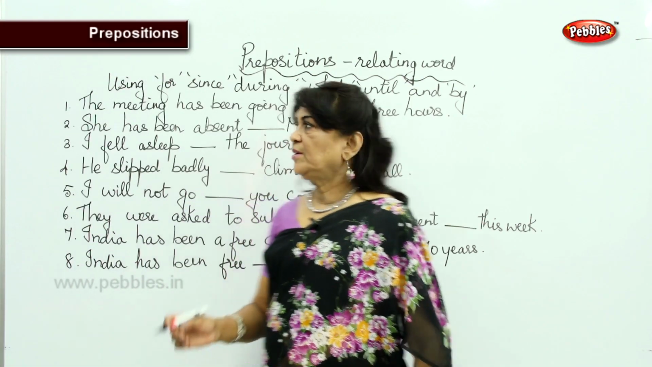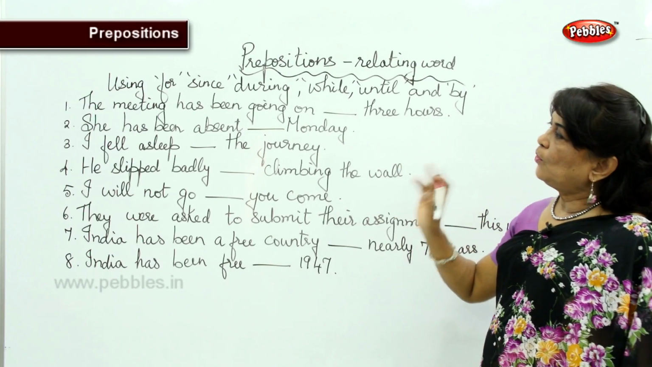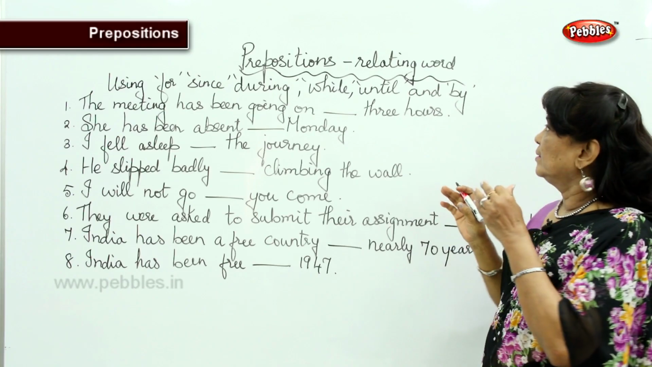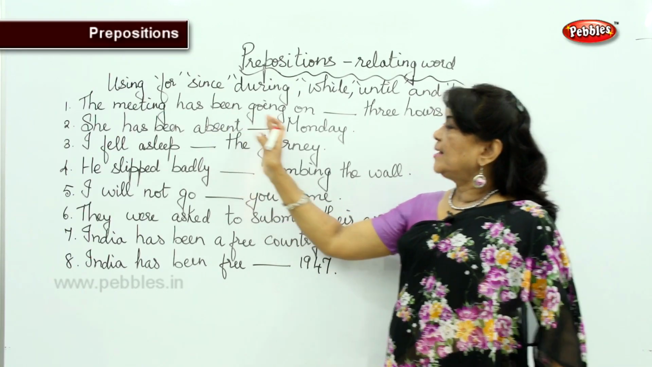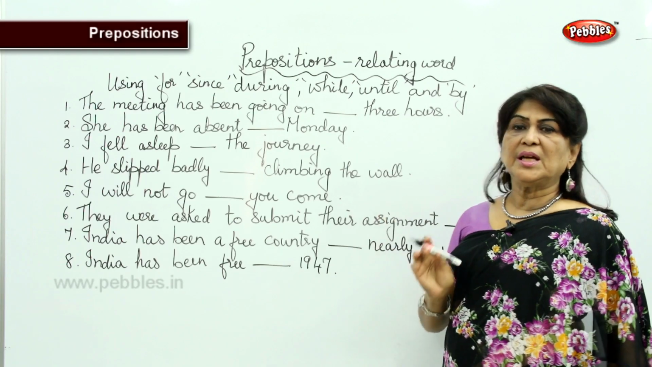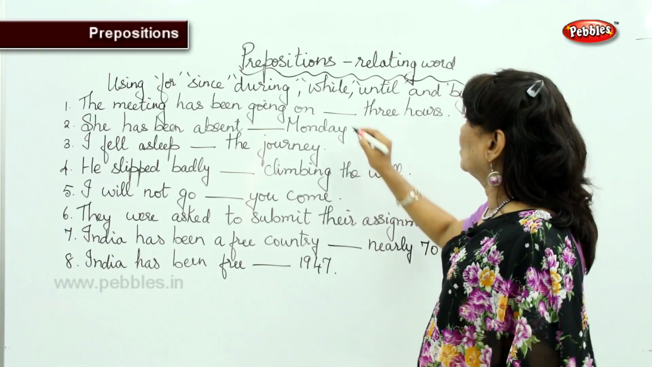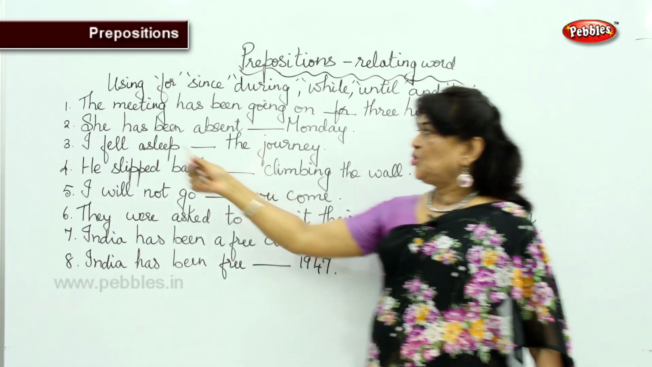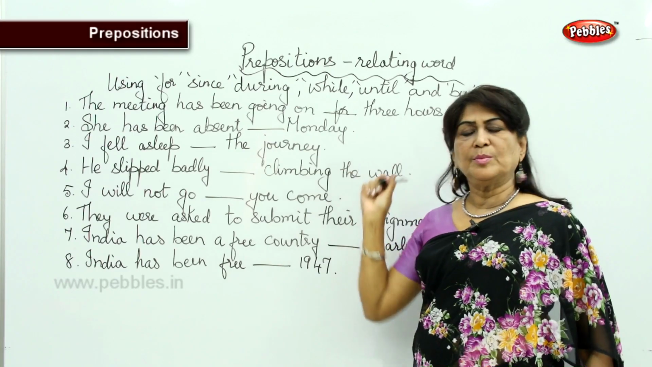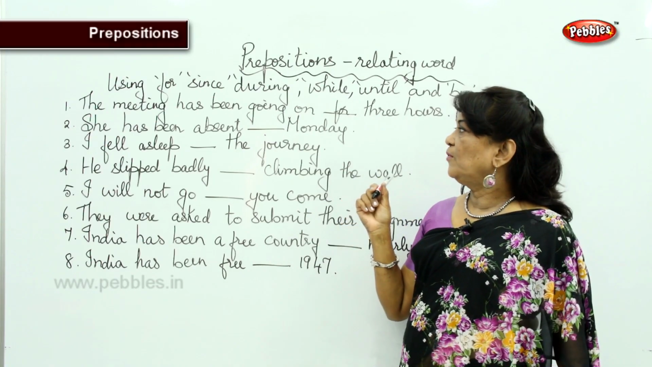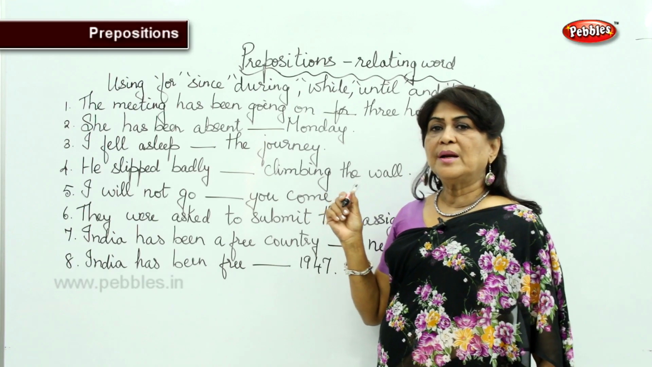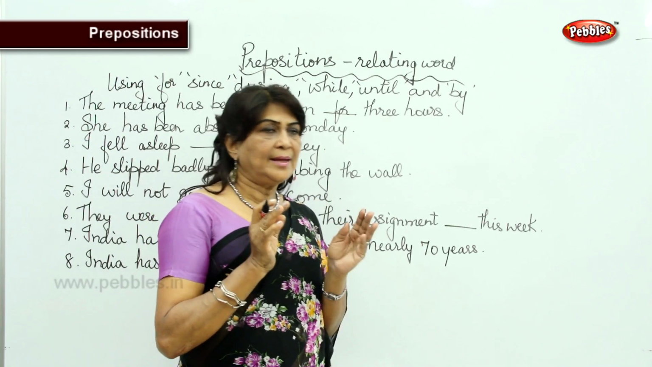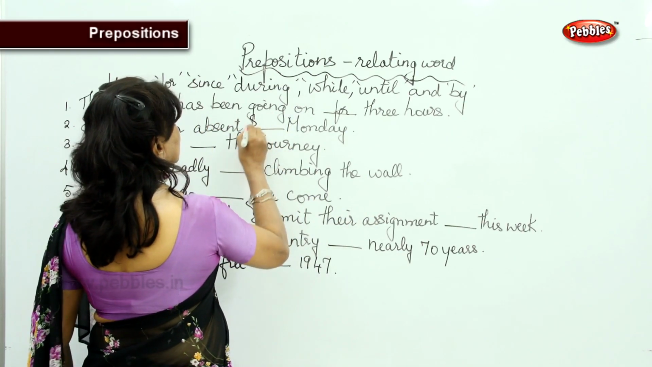Now shall we try to fill in? We are going to use for, since, during, while, until and by. The meeting has been going on for 3 hours. She has been absent dash Monday. Can we say for Monday? No. When a particular time or a date or a day is given, we have to use since Monday.